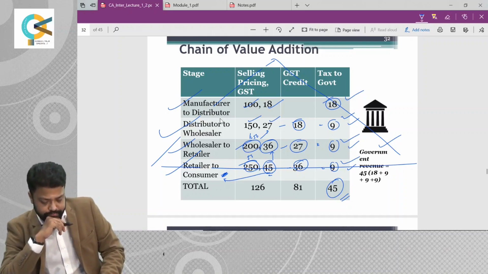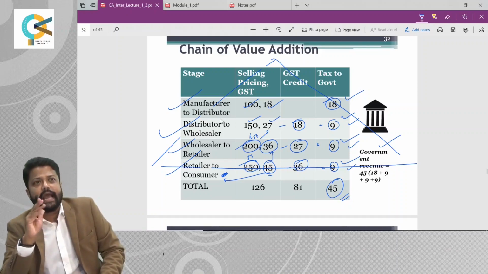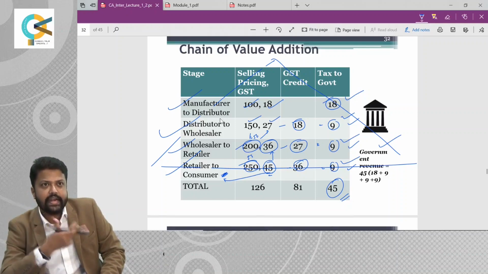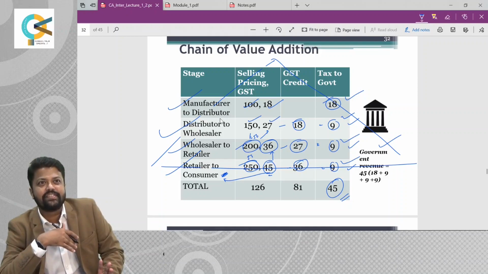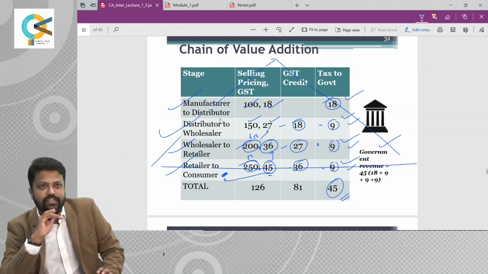Question number 2. If it is a tax to be borne by the ultimate consumer, because it is a goods and services tax, why doesn't the government directly collect it from the consumer? Why is there a need to have this chain in place? Isn't it a valid question?